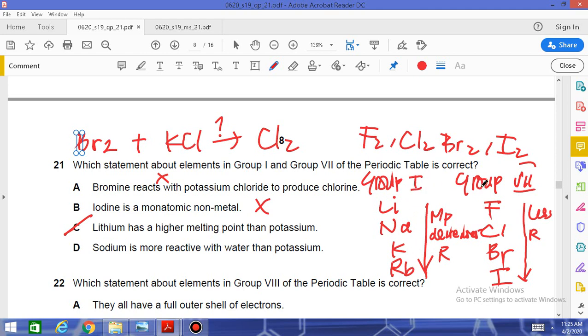For group 1 and group 7, they have opposite reactivity. For group 7, as you go down the group, they are less reactive, while for group 1, as you go down the group, they are more reactive. So it's wrong. Sodium is more reactive with water than potassium. No, it's not correct. Potassium is more reactive with water than sodium. Okay, so the answer is C.